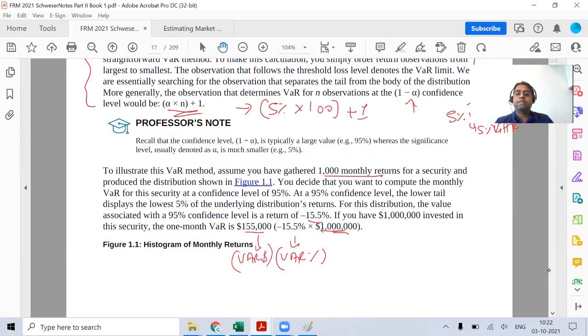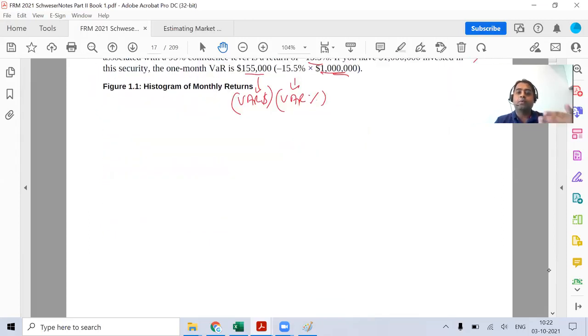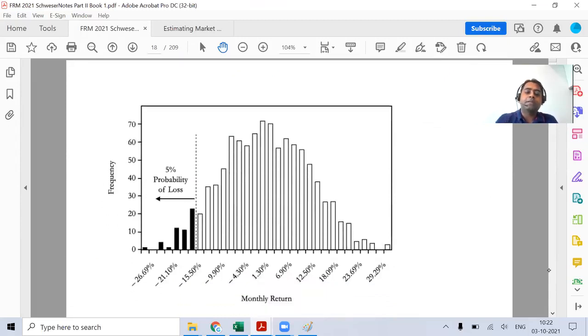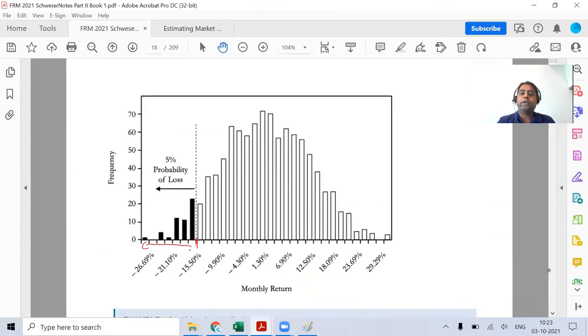Okay, this is also an example. Read this example and look at the diagram which has been given over here in the book. So this negative 15% primarily bifurcates your 5% data point. Kindly read that paragraph and look at the diagram, please.